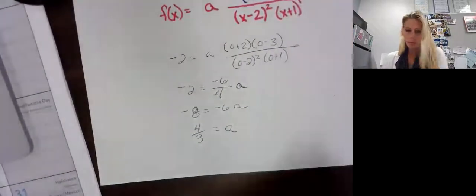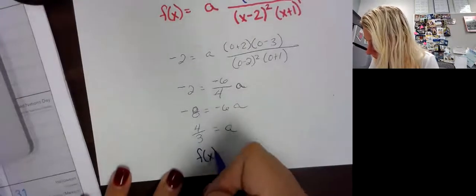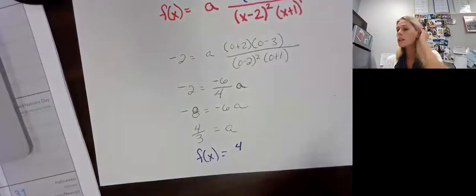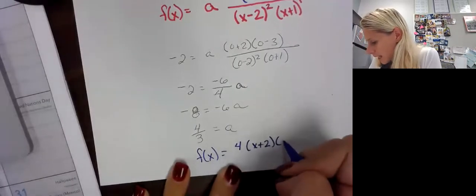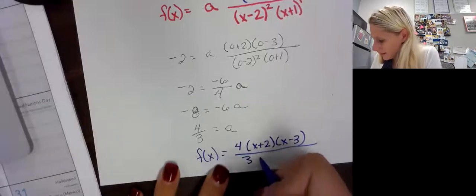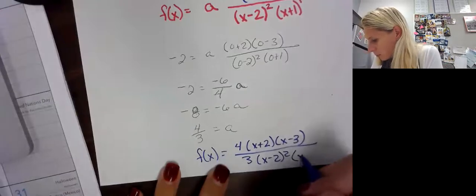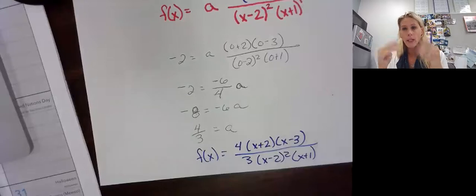So, what is our final answer? Our final answer is that our f of x function equals 4. And now you could put 4/3 in front, or we could just put 4 with the numerator. So 4 times (x plus 2)(x minus 3) all over 3 times (x minus 2) squared times (x plus 1). Awesome. Just be careful and remember that even vertical asymptotes go the same way. Odds go opposite. All right, guys, good luck.